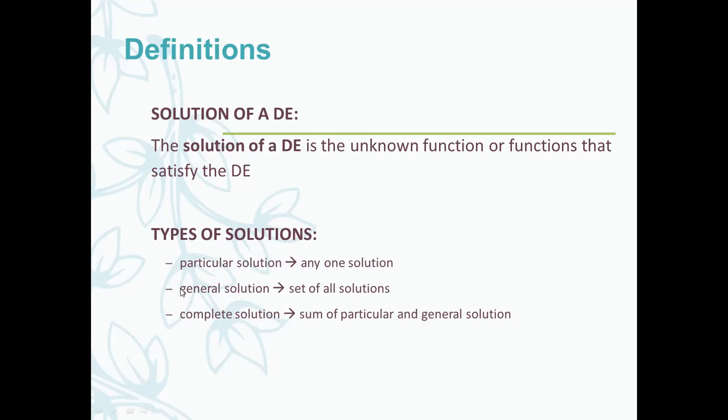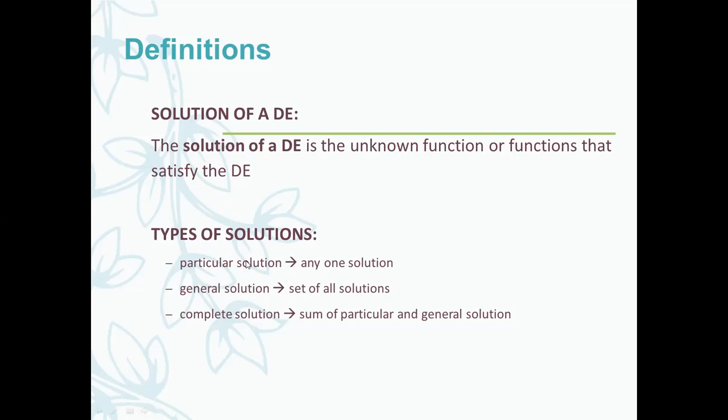C1, you see it in book C1, C2. So whenever you see a C in the solution, then your differential equation is either general or complete. A particular solution, on the other hand, has only specific constants on it. So it does not contain any C. So a particular solution should not contain any C.